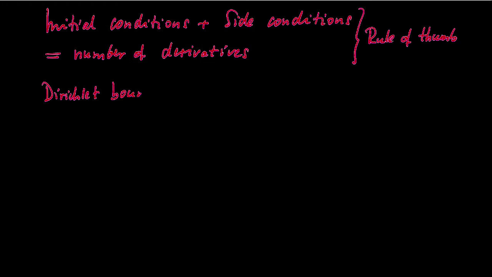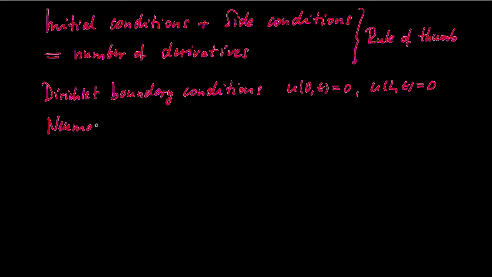Then different types of boundary conditions were Dirichlet boundary conditions, where we define a temperature at the boundary, for example 0. Then we had Neumann boundary conditions, where we define the flux on the boundary, and the flux is ux. So the x derivative on the boundary is given, for example 0.